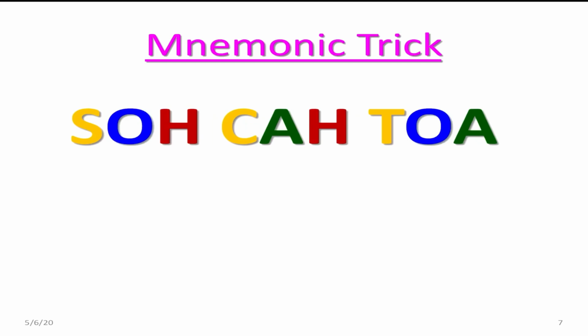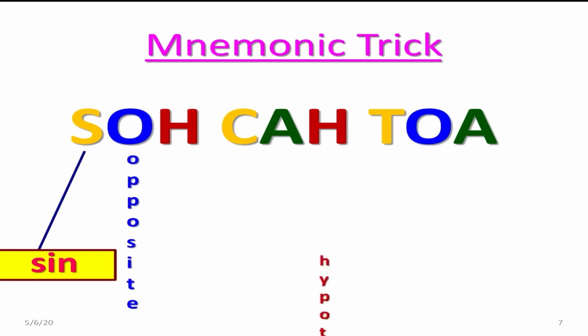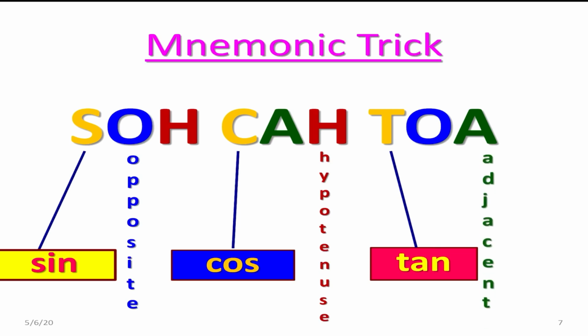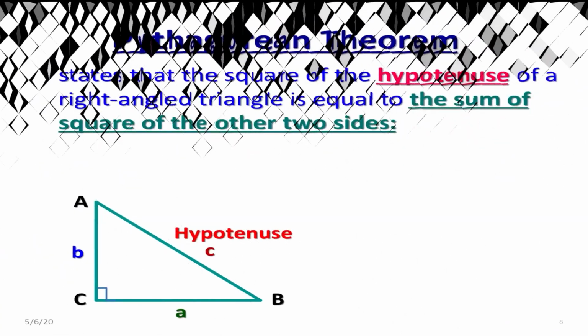Alright, a mnemonic trick is meant to help memorize the definitions of these 6 trig functions: SOH CAH TOA. S stands for sine, O stands for opposite, H means hypotenuse, C stands for cosine, A for adjacent, and T stands for tangent. So sine is opposite over hypotenuse, cosine is adjacent over hypotenuse, and tangent is opposite over adjacent. So it's really worth remembering.